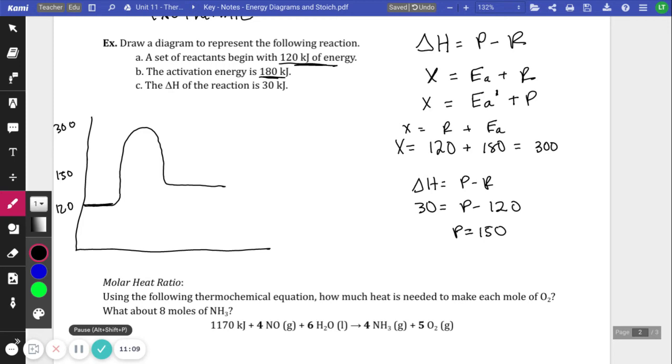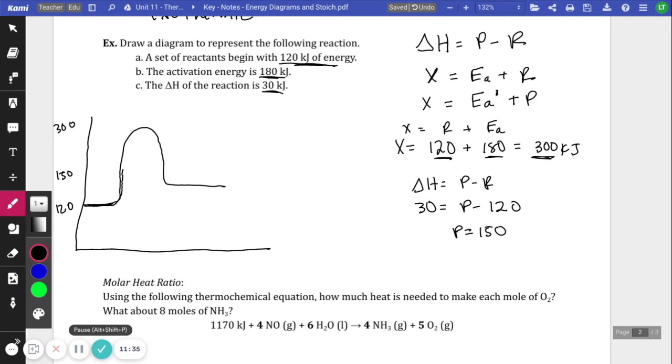So to get to my topmost point, I added the energy of my reactants plus my activation energy, and it told me that my topmost peak would be at 300 kilojoules. So then I went ahead and went all the way up to 300 kilojoules. And then it told me my delta H. So I don't know what my products are, but I do know the difference in energy between my products and my reactants. So delta H is equal to P minus R.